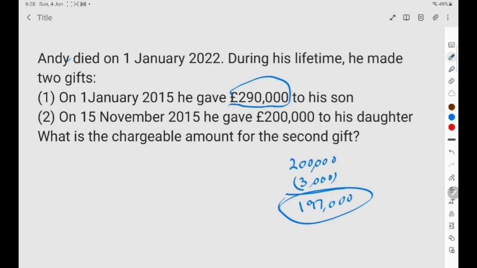So because we gave a gift in the previous year, the annual exempt amount of the previous year has been utilized. So we have only the current year and the amount of annual exemption available for us. So after this, 1,97,000 would be the amount chargeable.